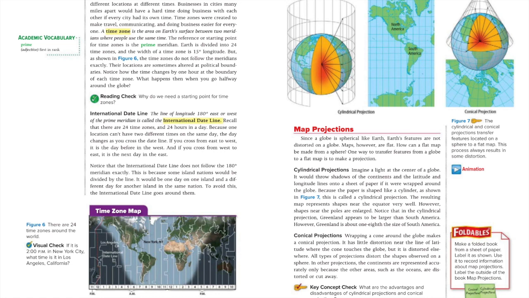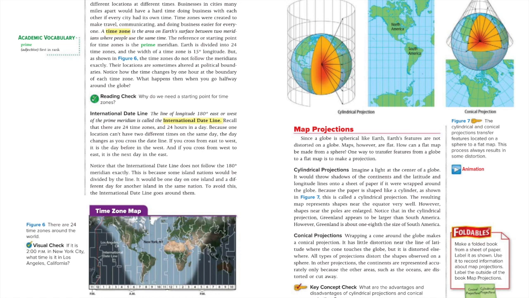When it's high noon at your location, the sun is directly overhead, but as Earth rotates, the sun is directly above different locations at different times. So businesses in cities many miles apart will have a hard time doing business with each other if every city had its own time. So time zones were created to make travel, communicating, and doing business easier for everyone.